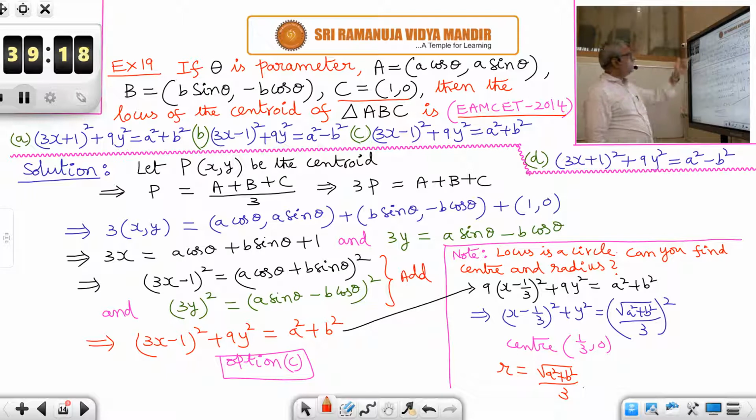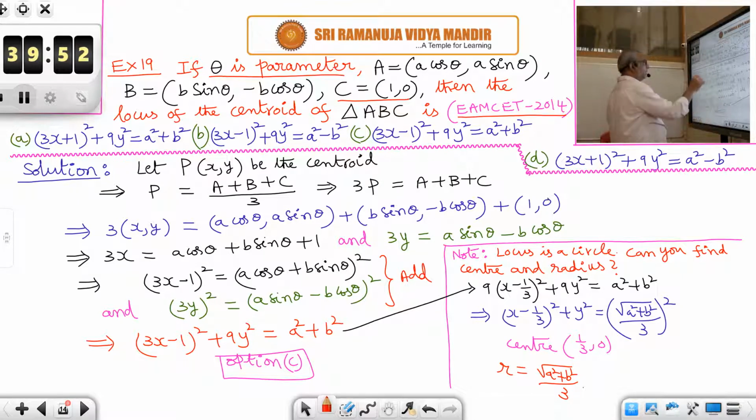But the other 2 vertices A and B, because theta is involved there and theta is a parameter. Parameter means a variable which takes different values, that is called a parameter. So the 2 vertices A and B are changing. One vertex is fixed, 2 vertices are changing, means the triangle is changing, therefore the centroid also changes. Centroid also moves. We have to find the locus of the centroid, on which curve the centroid moves. That curve's equation we have to find out.